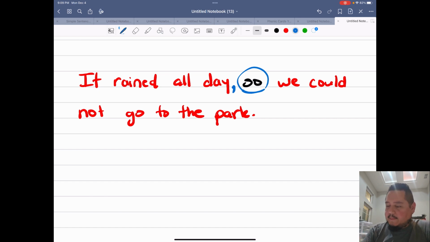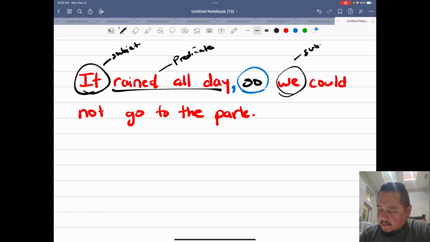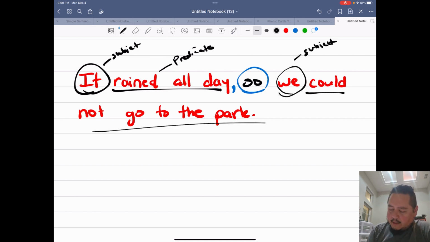Now let's break it up into its pieces. We should have a subject: it. That's your subject. What did it do? It rained all day. That's the predicate. So that's a complete sentence right there. On the other side, we have we. That's the other subject. And could not go to the park, that's your predicate. So that's basically how you write complete compound sentences.